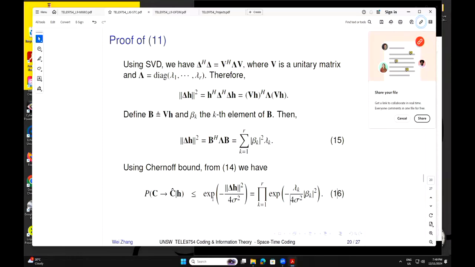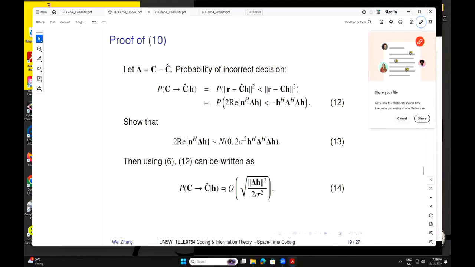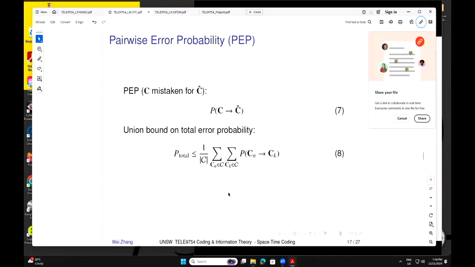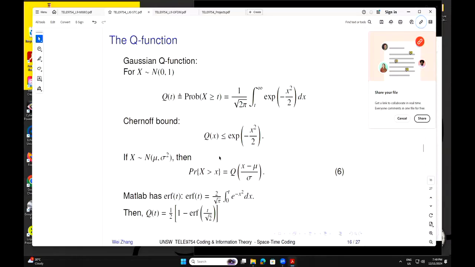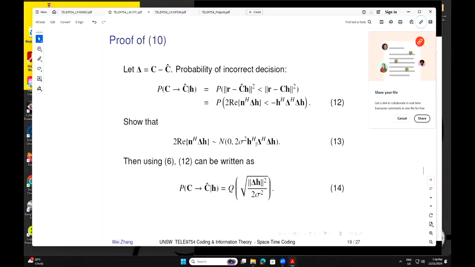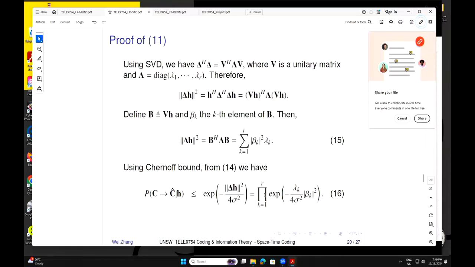So you may wonder why I got the exponential previously from the Q function. Here I use the Shannon bound, like this one: the Q function is smaller than exponential of minus x squared over 2. I want to remove the square root. So that's why I take the exponential with the square divided by 2, and you can see I got this one. There's no square root. This is the Shannon bound, the first step. And second step, I substitute equation 15 into this one. I got this value, equation 16.